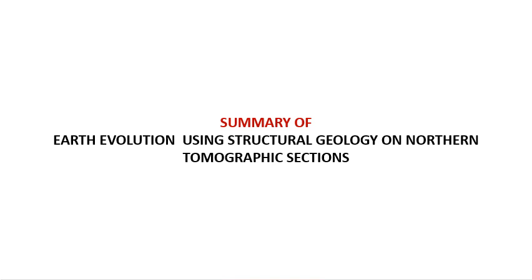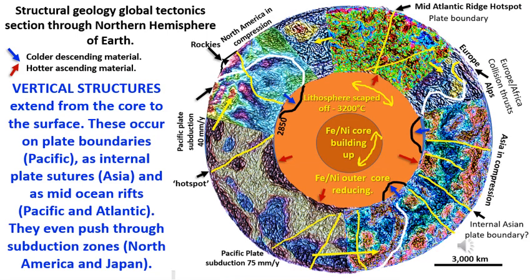We will now summarise this global structural geology research using the northern tomographic sections. We have seen that vertical structures extend from the core to the surface. These occur on plate boundaries in the Pacific, as internal plate sutures in Asia, and as mid-ocean rifts in the Pacific and Atlantic. They even push through subduction zones in North America and Japan.